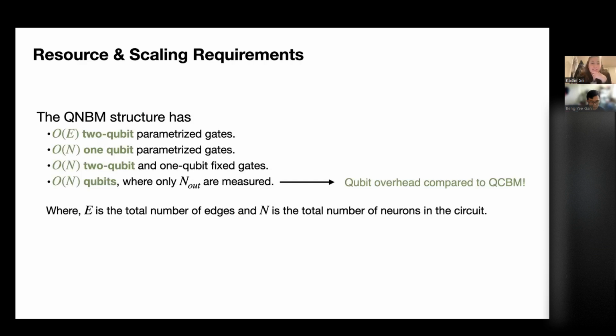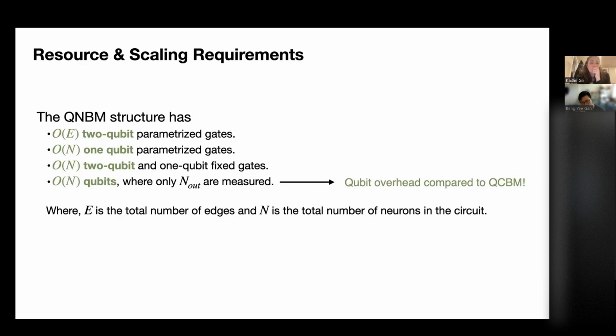I won't lie, the scaling isn't fantastic. It's not as NISQY as the quantum circuit born machine. It requires O of E 2-qubit parametrized gates, where E is the total number of edges. You can think of an edge as going from an input neuron to an output neuron. And N is the total number of neurons in the circuit, so input, hidden, and output.